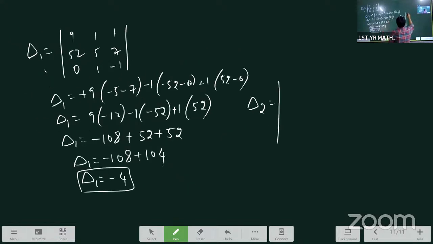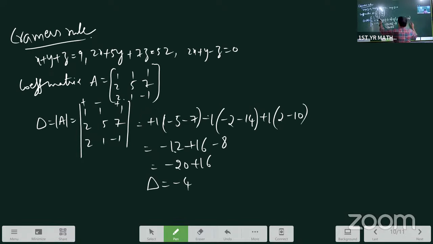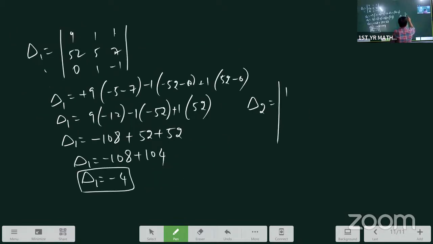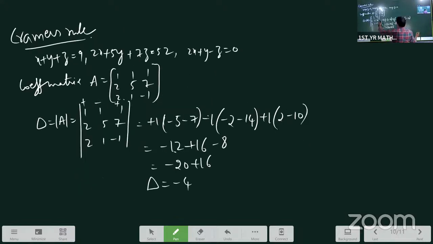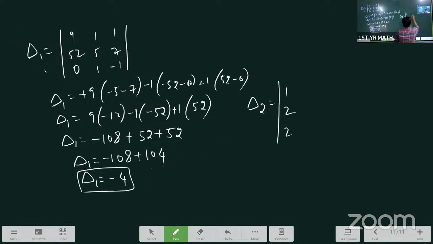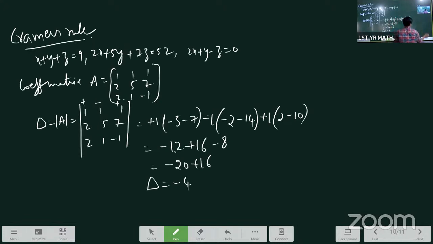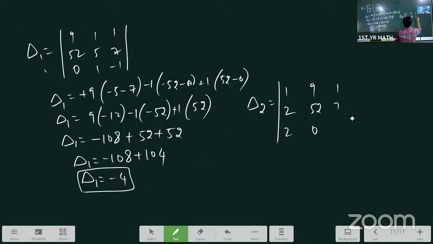So that is nothing but delta 2: 1, 1, 2, 2, 1, 2 and 2. Replace your second column with the constants. What are those constants? 9, 52 and 0. And the third column again as it is, 1 7 minus 1. This is your delta 2.